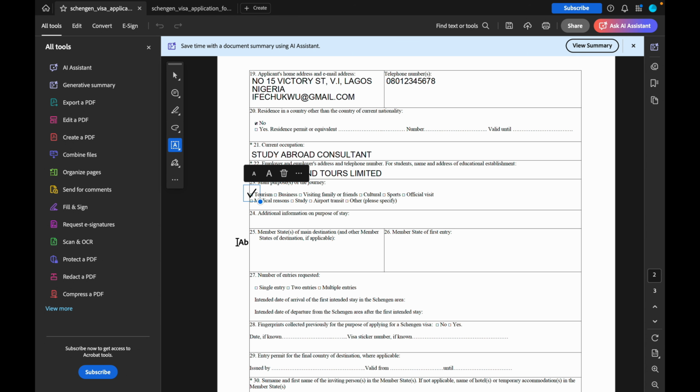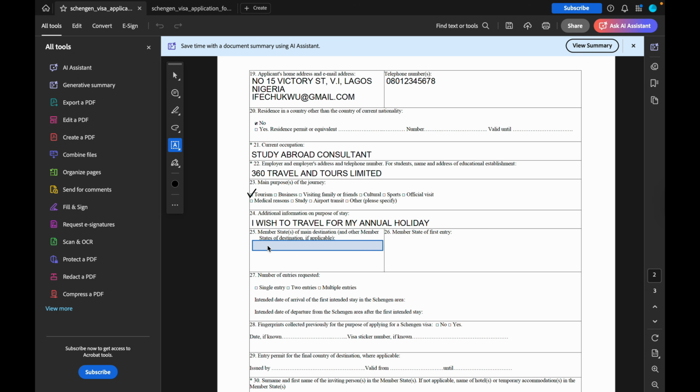Additional information on purpose of stay. I always recommend that you put something here. I wish to travel for my annual holiday. That's it. If you want to add more details, you could add them there.